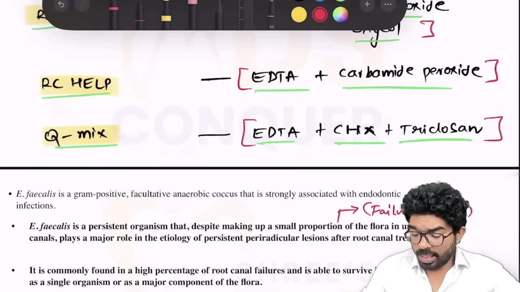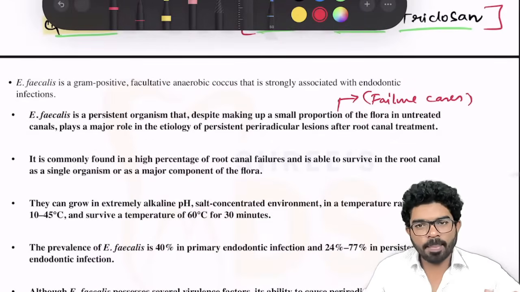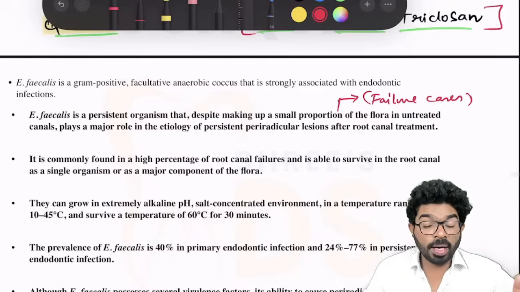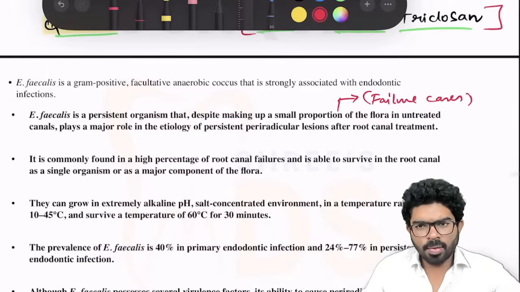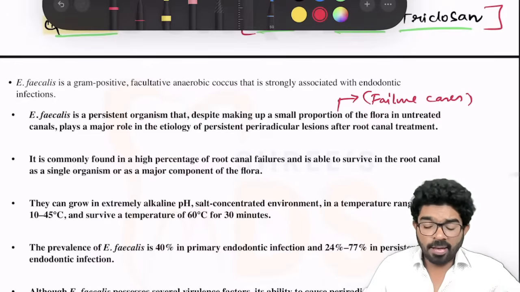And of course, another important area where questions very frequently come is E. faecalis. E. faecalis is one of the most important microorganisms for endodontic failure or endodontic infections. The question already asked is: the most common organism detected, or primarily responsible for occurrence in failed root canal systems, is E. faecalis.